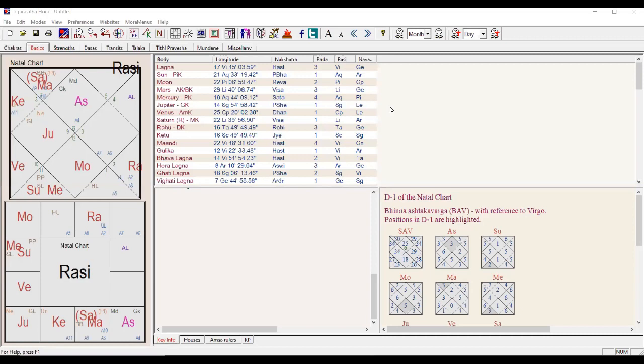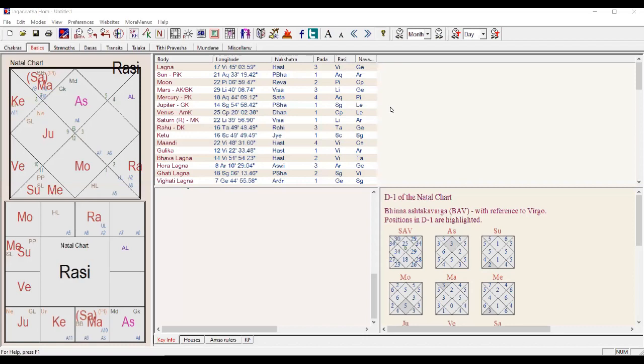Sir, another question. This Moon Trikona, I mean, functional malefic happens when the Moon Trikona falls in 3-6-11 or 6-8-12? 3-6-11. Okay. Thank you.